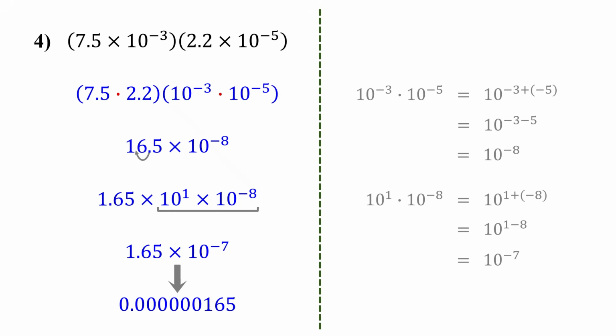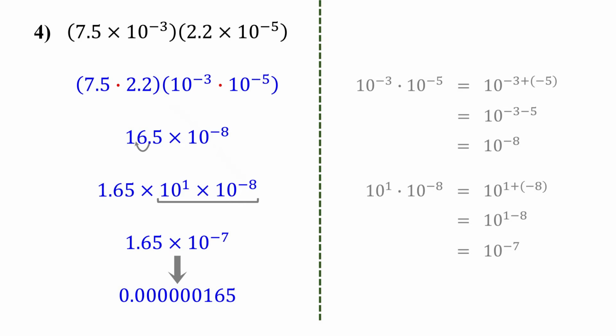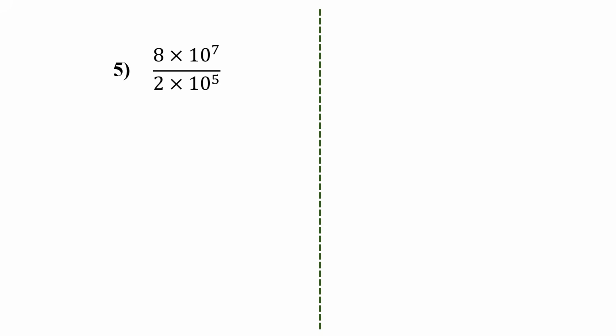Perfect. We've got multiplication down. Now let's switch gears to division. Don't worry, the process is very similar. Here we have 8 times 10 to the 7th power divided by 2 times 10 to the 5th power. Just like before, our first step is to group the number parts together and the powers of 10 together. Then divide each part. 8 divided by 2 is 4.